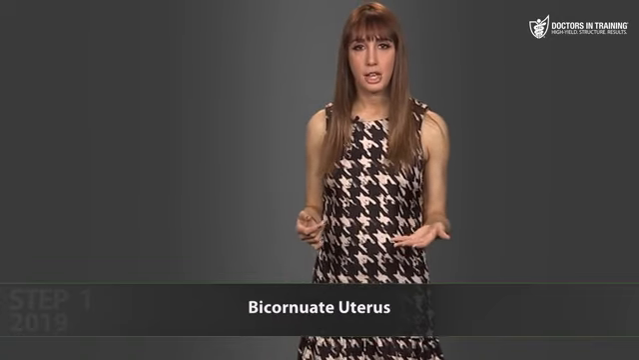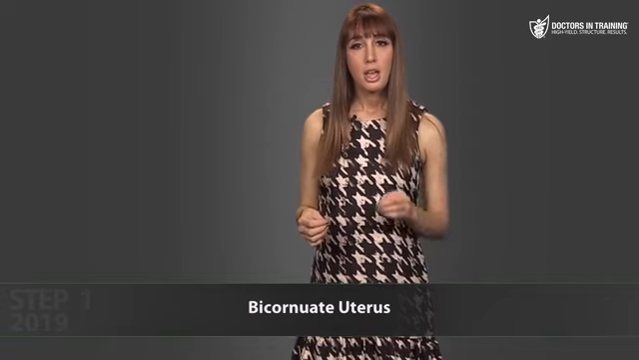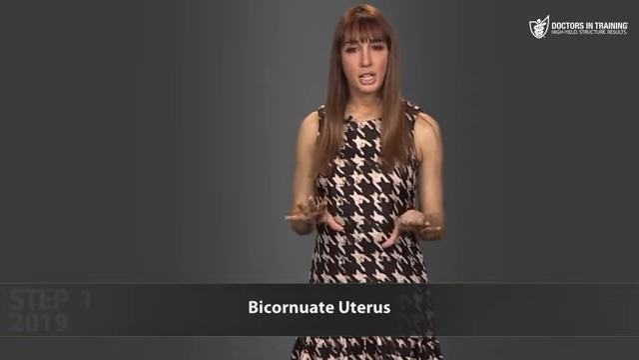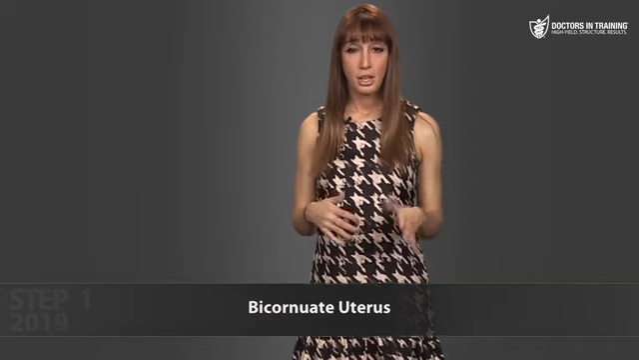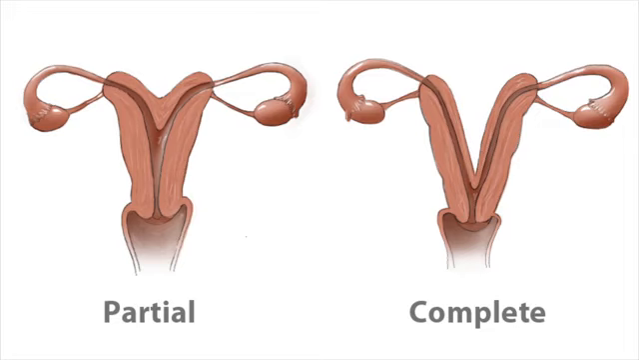Let's look at some other things that can go wrong with the paramesonephric ducts for just a second. The ducts are supposed to come together and fuse to form a single uterus with a single uterine cavity, but things don't always go according to plan. If the two paramesonephric ducts don't fuse correctly, you can get something called a bicornuate uterus, which can lead to infertility and recurrent miscarriages because there's simply inadequate room to grow.